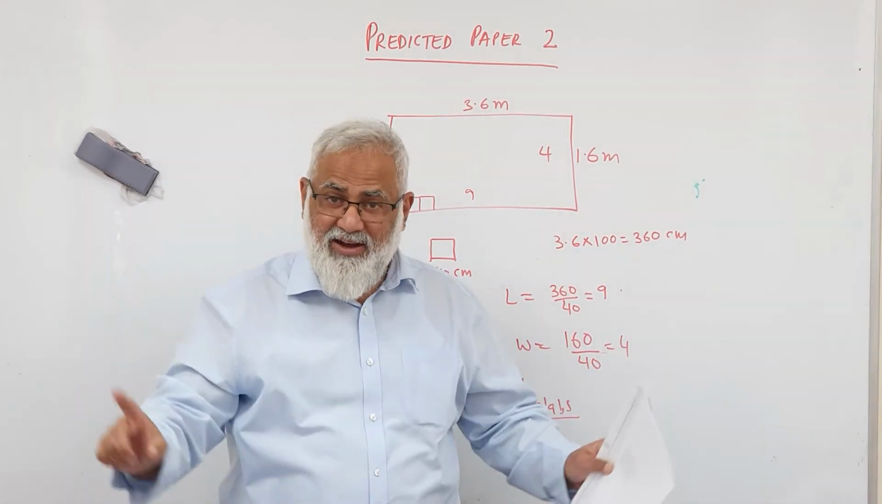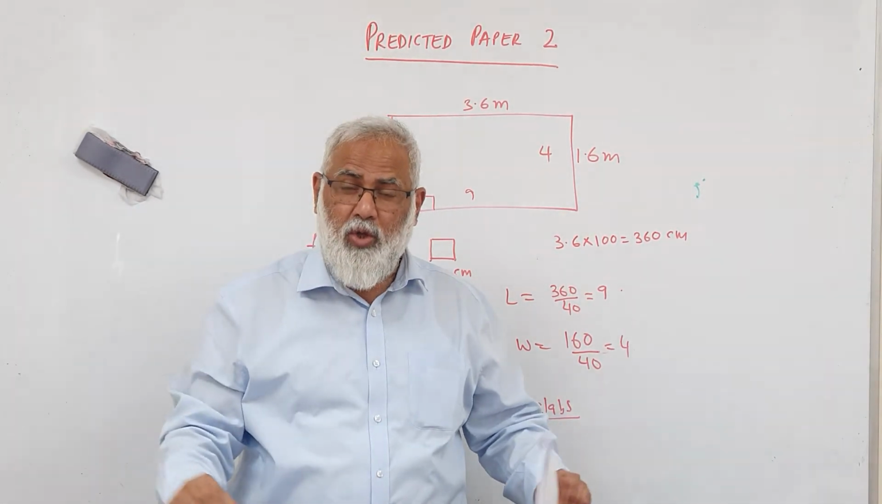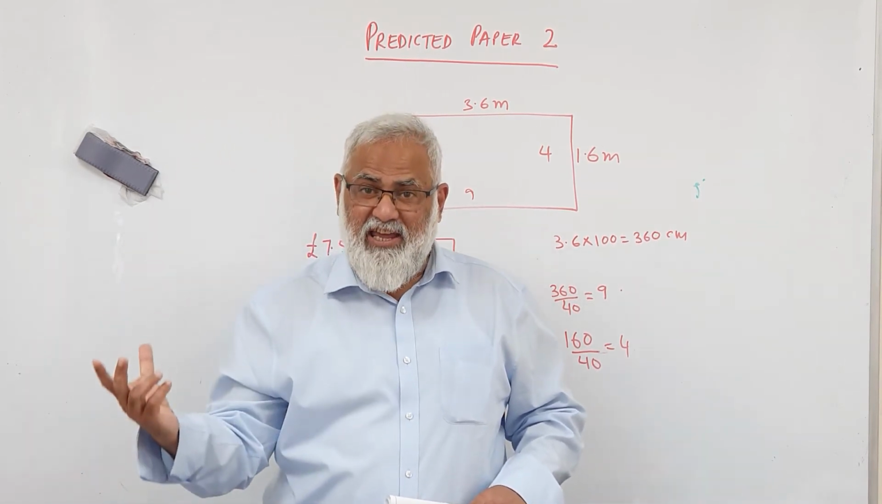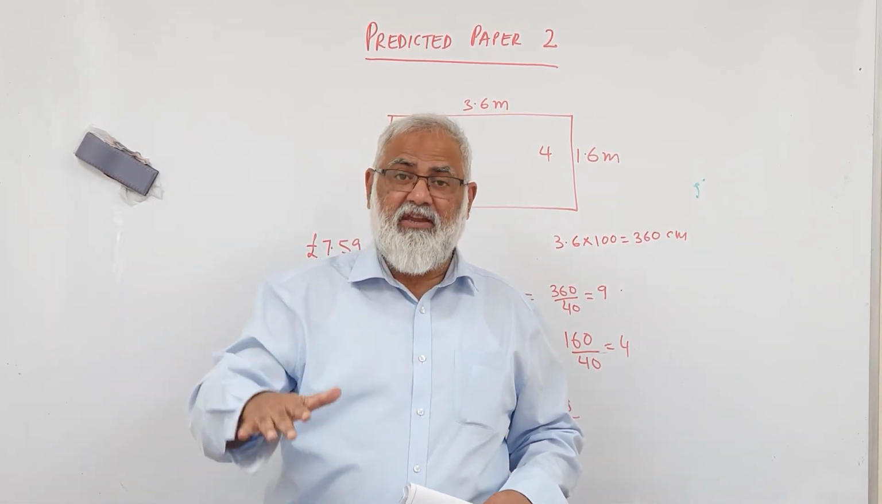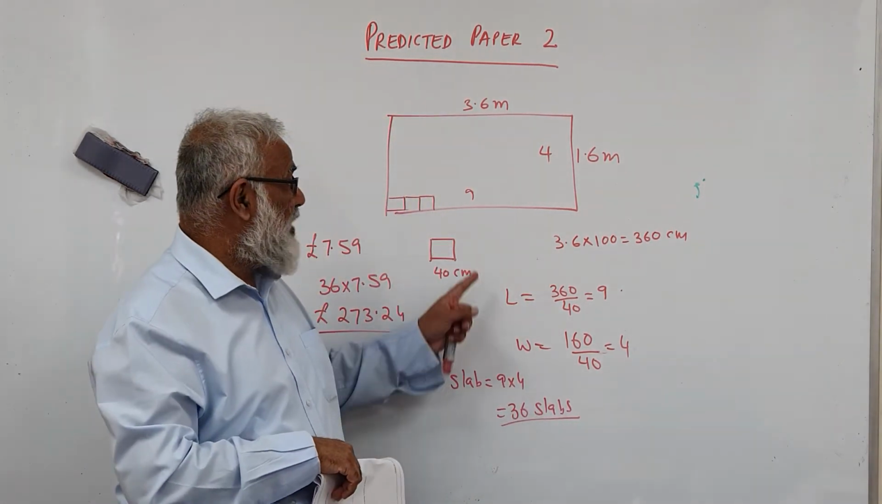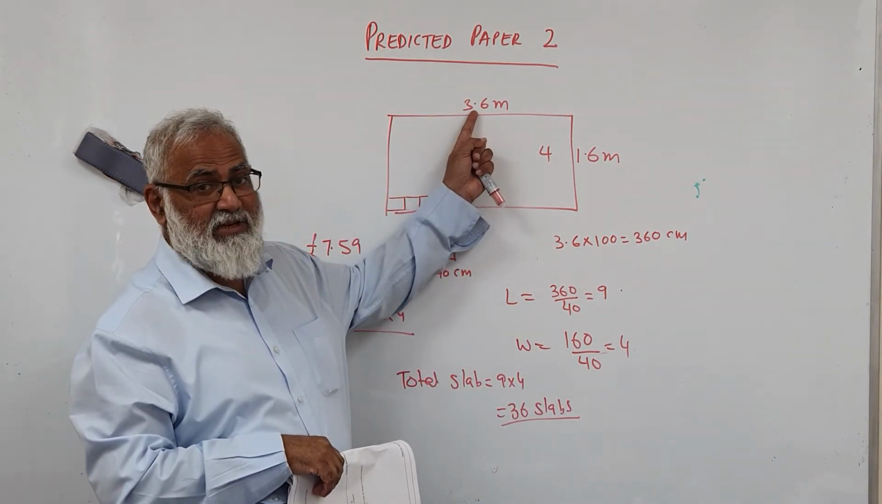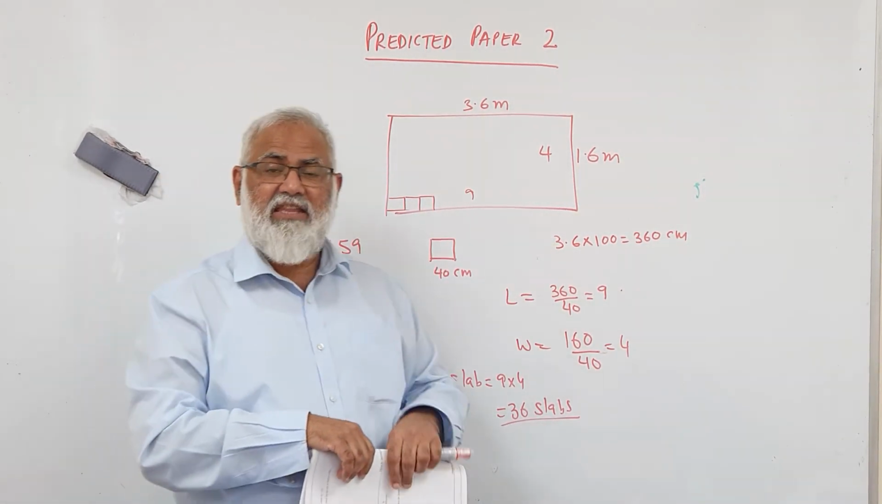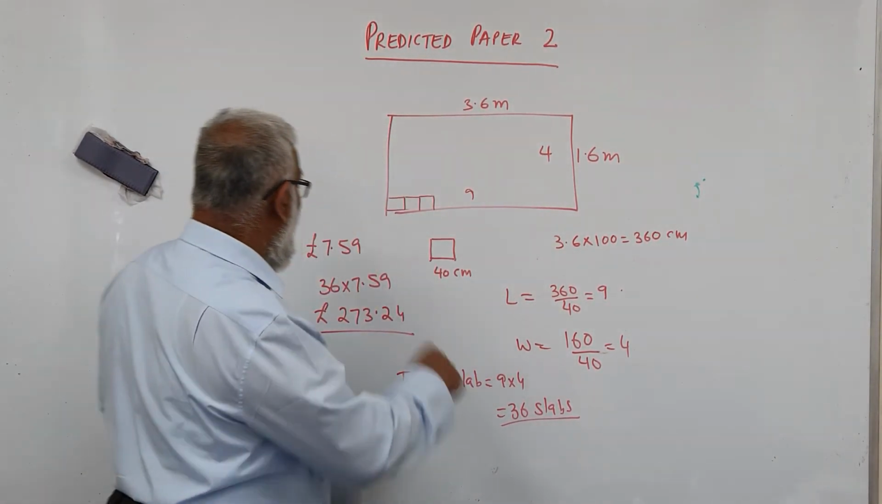They will give you the garden, the patio, or the room size, and they will give you a slab or tile or something to fit in. The units should be the same. So what I did, 3.6 meter, I changed into centimeter and divided by 40 to find the length. In this way you can find it out. Alright, thank you.